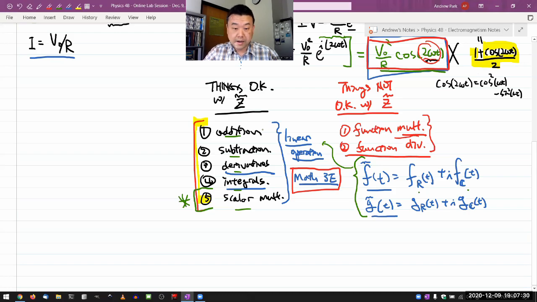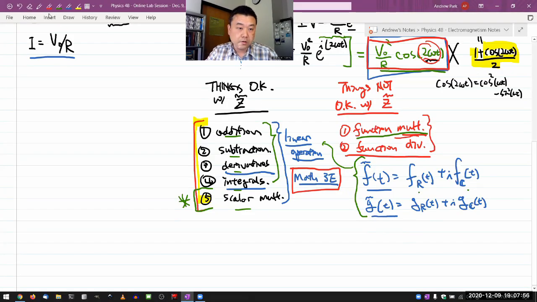So you can at least see for 1 through 4 how they are linear, and how if you took these complex functions, did addition, subtraction, derivatives, or integrals, and then just took the real part, then you can swap that order of operation and everything will be fine. But let me try doing function multiplication to show you how that all goes wrong.